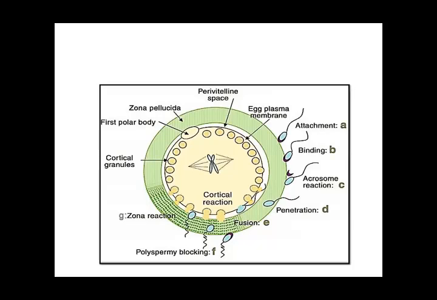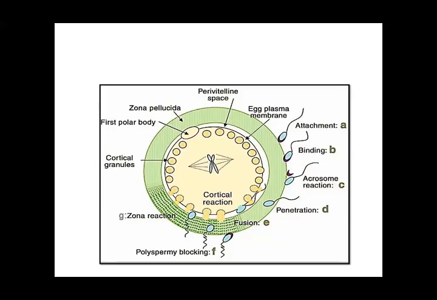Then this process occurs and forms the fertilization. If you see this picture again, it tells you A is attachment, then it binds, then the acrosomal reaction occurs, and it penetrates. Green is the zona pellucida, and outside you have this. Then there is fusion. These are the cortical reaction.